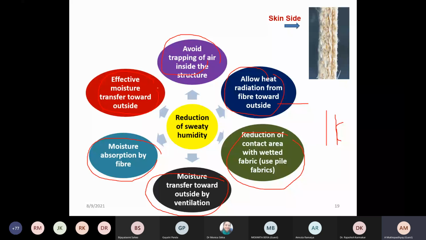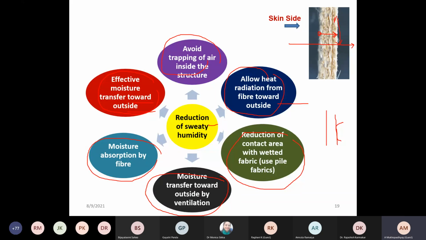towards outside. Now suppose I am showing this picture. If it is vapor form, obviously the vapor must be able to pass through effectively to reduce the sweaty humidity. On the other hand, if it is a liquid form, the ideal requirement is that wicking on the skin side must be less. What is required is that the liquid must flow to the other side very quickly, and there should be wicking on the other side.